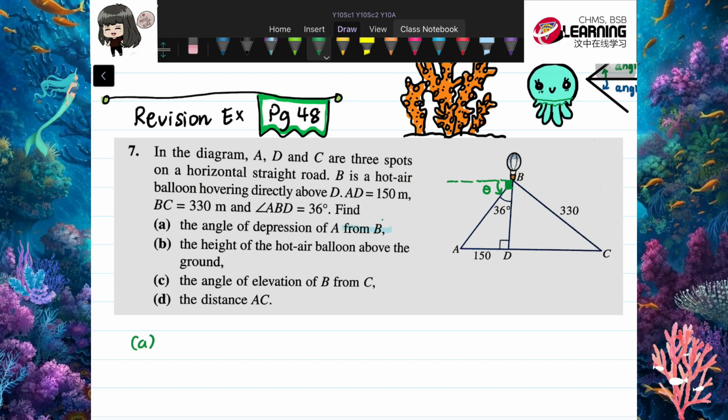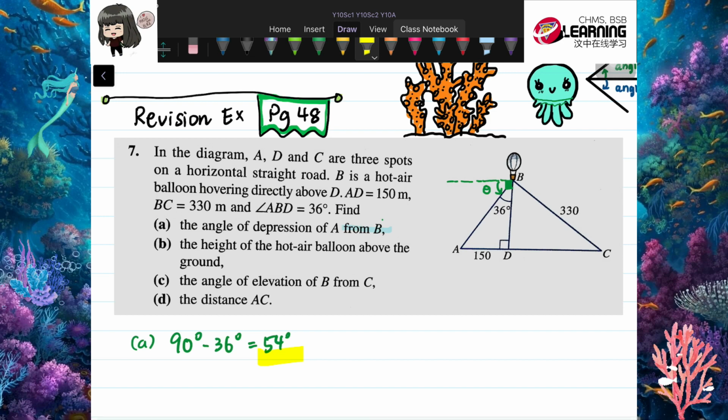Easy, right? You just need to know what is angle of depression. You need to understand. If you understand already, then easy for this question. So this one, 90 minus 36 is what like? It's 54. Okay? So let's look at part B. This is your answer already. Okay, highlight your answer.